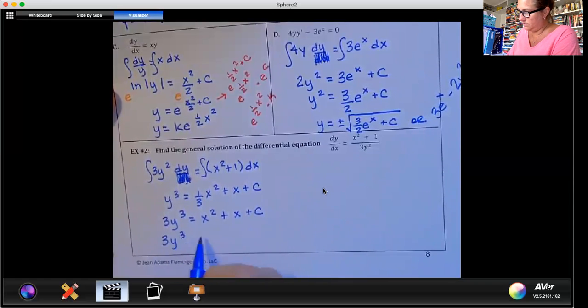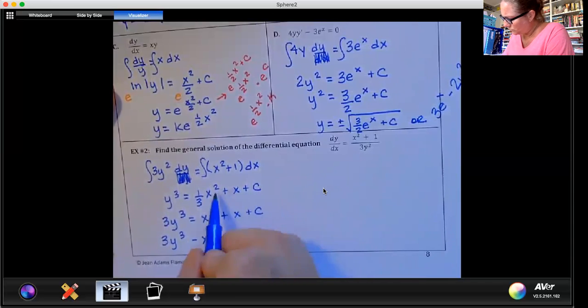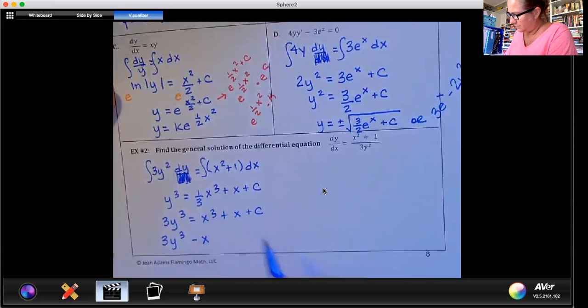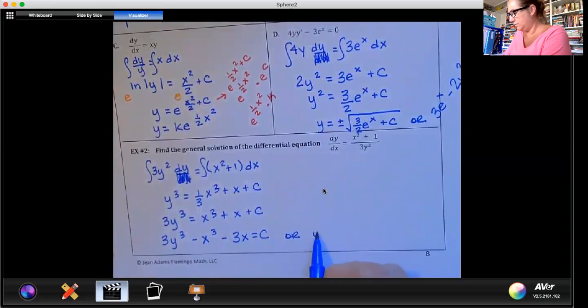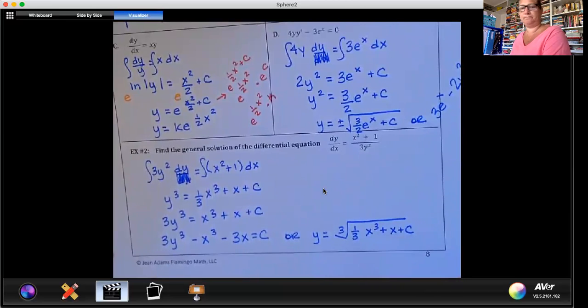3y cubed minus x cubed minus 3x is equal to c, or y equals the cubic root of 1/3 x cubed plus x plus c.